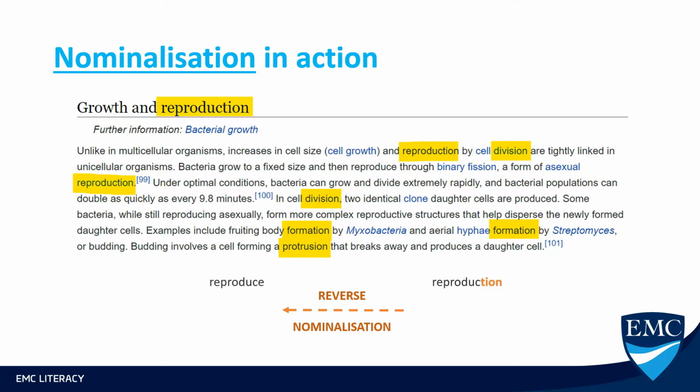Reproduction is the nominalised form of reproduce. Division is the nominalised form of divide. Formation, the nominalised form of form. And protrusion is the nominalised form of protrude, which means to stick out.